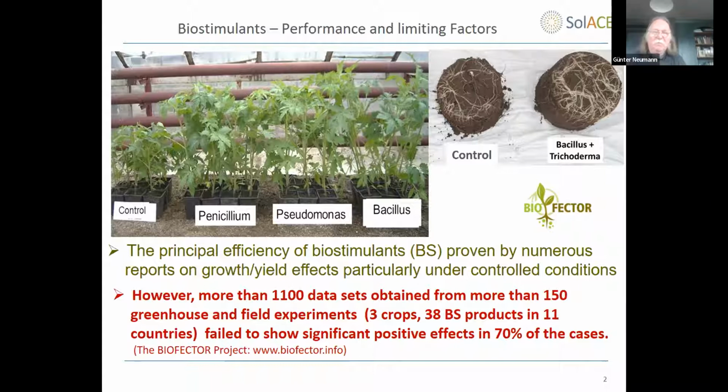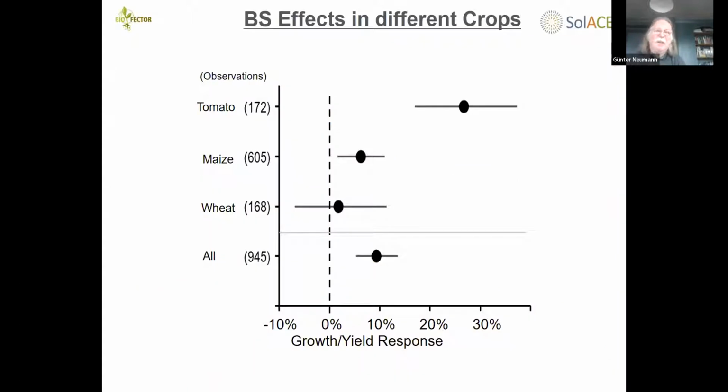And this was the reason why we finally decided to take all these data sets produced during the project together for a final meta-analysis, to get more information on under which conditions we may expect positive effects. And I would like to share some of these results with you, and maybe we can learn something also for our future experiments. Yes, so this was the outcome. In contrast to SolACE, we had 3 crops. We had wheat, maize, and tomato as a vegetable crop.